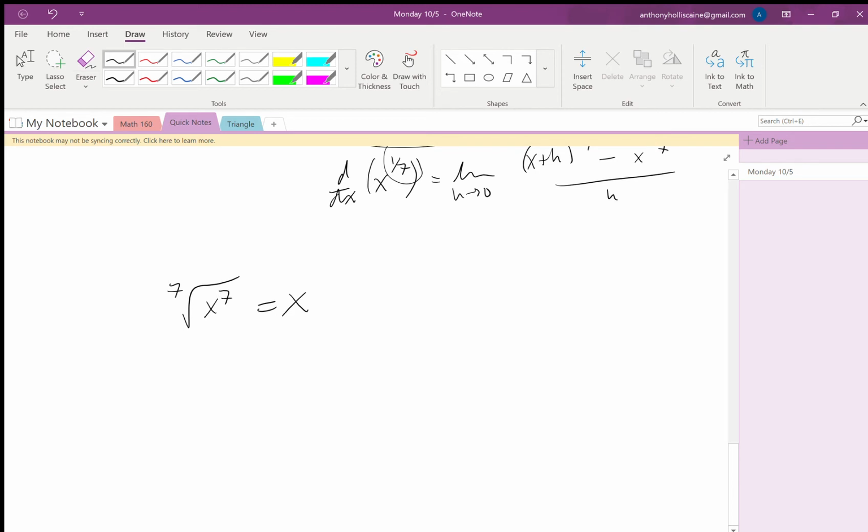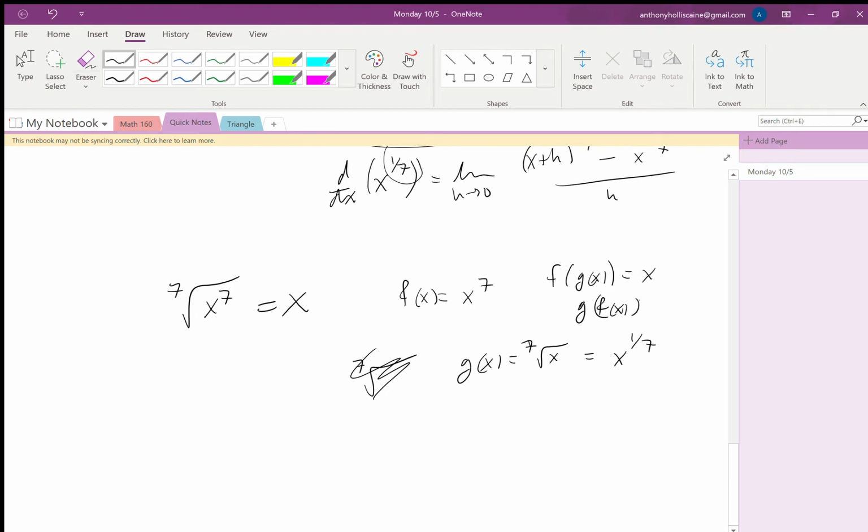So here's what I'm going to do. I'm going to let f of x be x to the 7. Oh wait, no, I'm going to flip it, sorry. I'm going to let g of x be the 7th root of x, which we can also write as x to the 1/7. And it's true that if I plug g into f, I get x, and if I plug f into g, I get x. They just undo each other. They are inverse functions. That's what it means to be inverse functions. When you compose them, you don't change the input. The input just goes on to be the output.